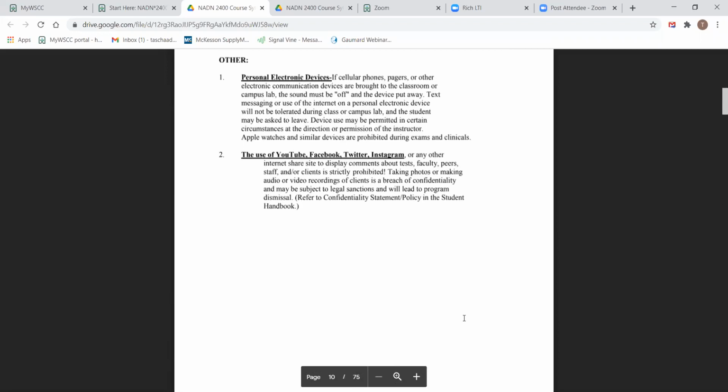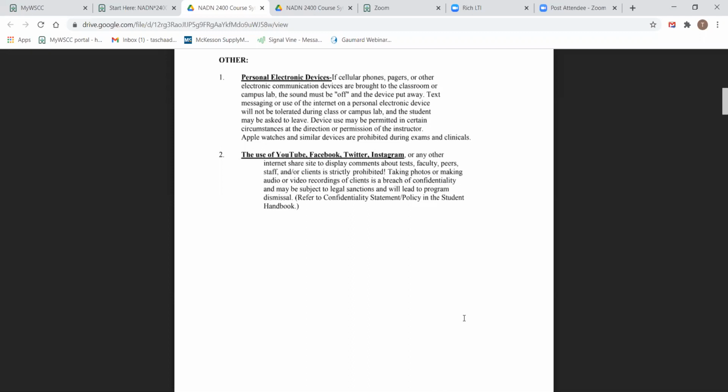Personal electronics, this is the standard for all classes. Now, the times in which we're going to be in class is going to be for your ATI exams, as well as the ATI live review, and it is also considered in class whenever we are on Zoom taking exams. So just so that's kind of clear.